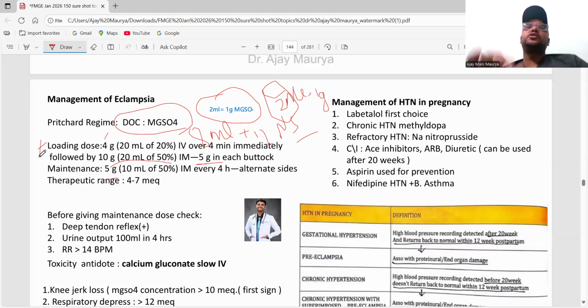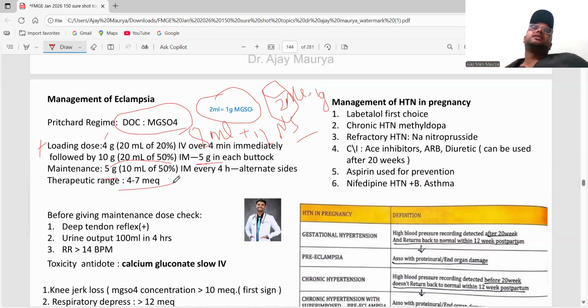Remember this. No need to remember how much is in 2 ampoules. Remember the loading dose is 4 grams IV, followed by 10 grams IM. Maintenance is 5 grams. That's it. Therapeutic range is 4 to 7.